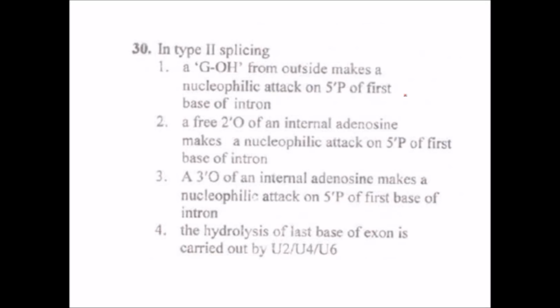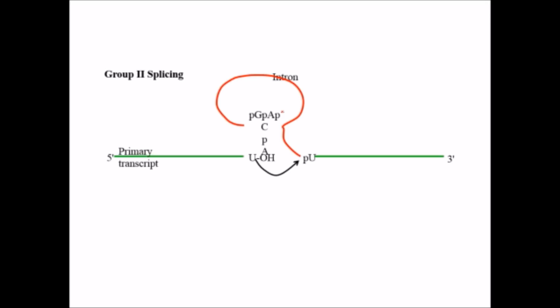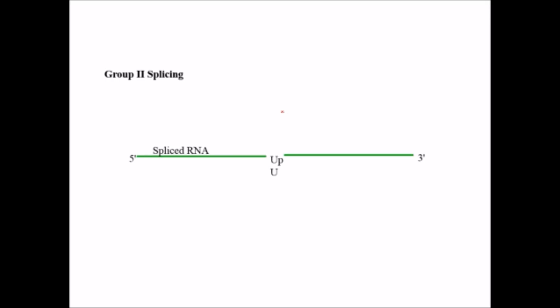In type 2 splicing, what events will take place? In my video on the splicing of DNA, I already discussed what happens. First of all, the intron will bind with the 2' hydroxyl of the adenine group and form a lariat. After lariat formation, the hydroxyl will act on the nearby phosphate group and it will be removed. The lariat will be removed and we will get the spliced RNA, and this is group 2 splicing.